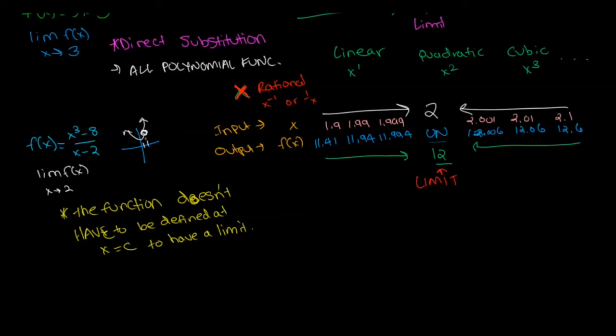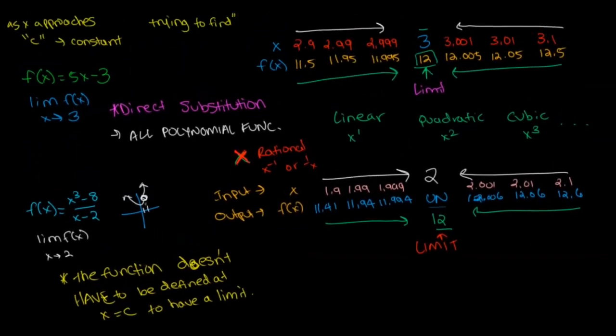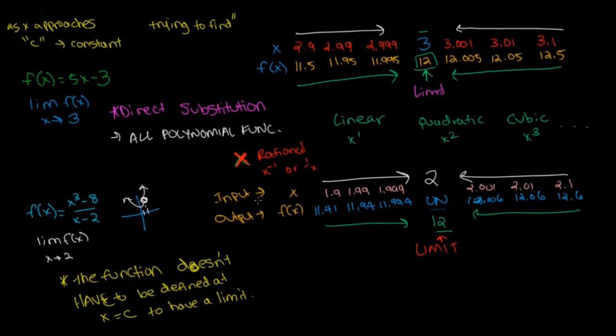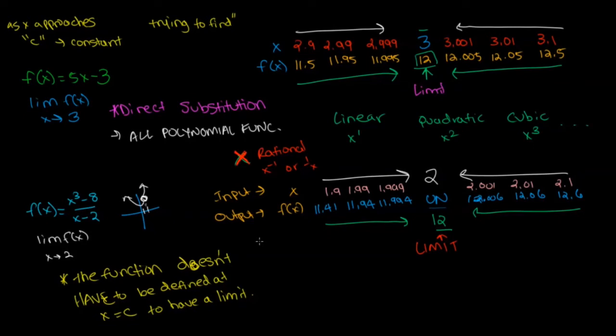This is also the reason why we couldn't use direct substitution just like we did in the previous problem. If we use direct substitution for this particular problem, we would be substituting 2 into this function, which would give us 2 cubed minus 8. So 2 cubed is 8. 8 minus 8 is equal to 0, over 2 minus 2, which is 0. And 0 over 0 is an undefined value. And therefore, we can't use direct substitution to find the limit of this.